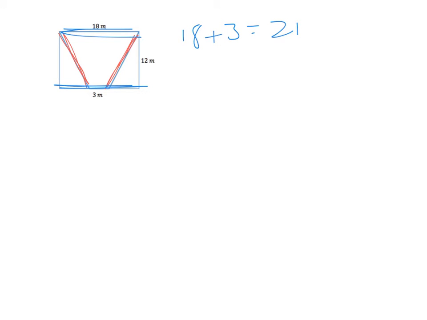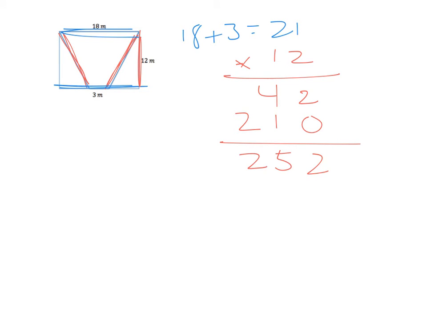You take 21 and multiply it by the height. The height is 12 in this case. So you do 21 times 12 and end up with 252. Last step, 252 divided by 2 is going to give us 126. Okay? So that's it for number 4.